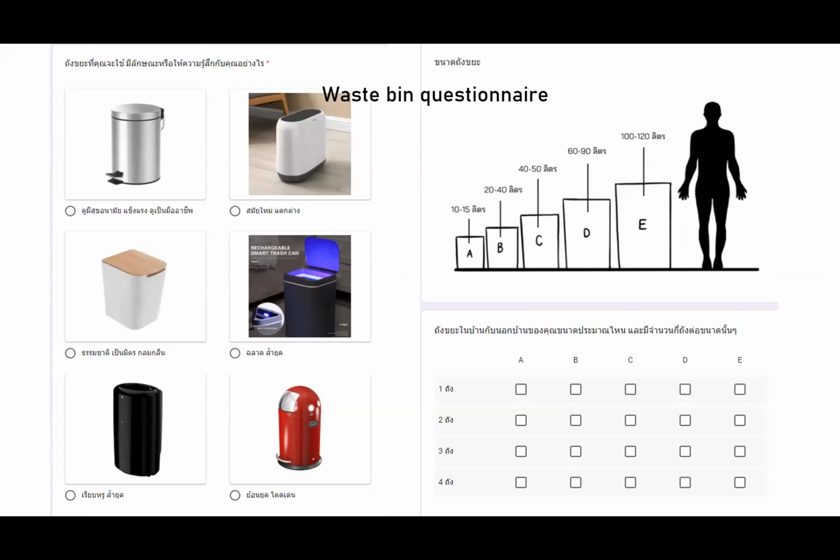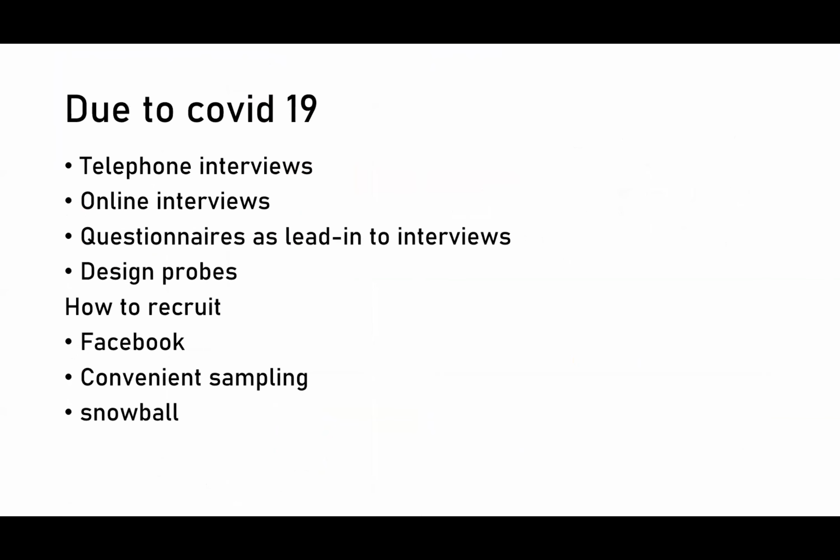We talked to them about everything, from how they view trash, what style of rubbish bin they like, and what rubbish bin they have at home. We use telephone interviews, online interviews, and questionnaires as a lead-in to interviews, because questionnaires let us identify certain types of people, and then we go further by talking to them, like whether they would be happy to let us interview them.